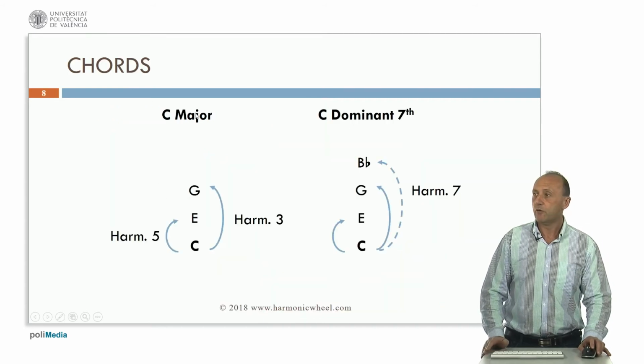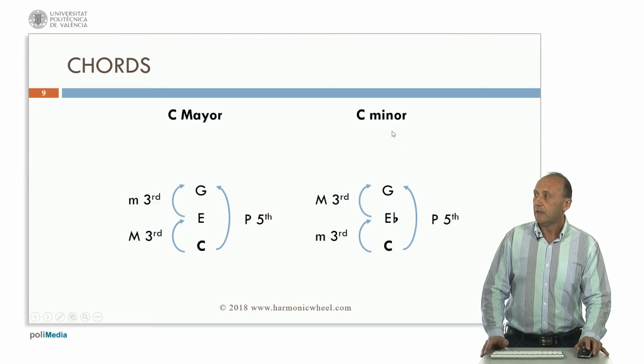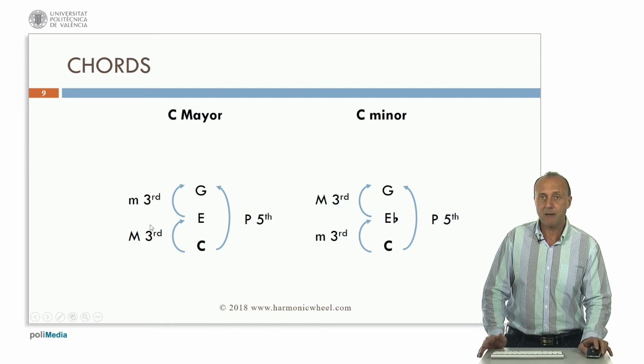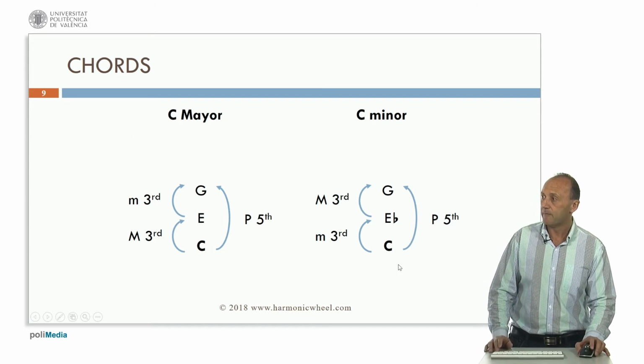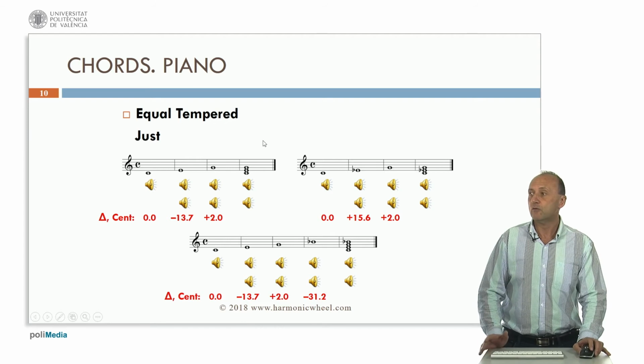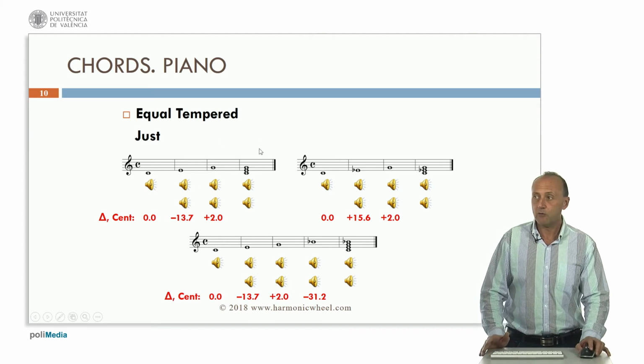Now let's listen to the chords. A major chord contains harmonics 3 and 5, and a dominant 7th chord also includes the harmonic 7. Regarding the minor chord, it is not built from harmonics, but in an artificial way. We have to consider a major chord, and then we invert the positions of the major and minor thirds to obtain a minor chord.